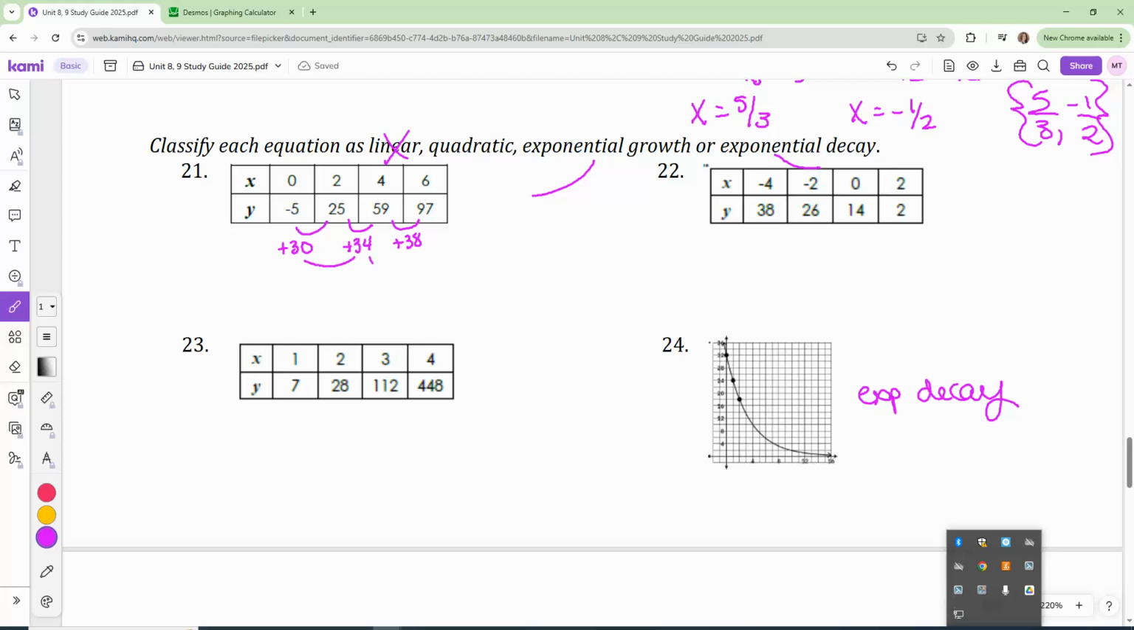For quadratic, we look at the second difference. How do you get from 30 to 34? From 34 to 38? If the second difference is the same, that's quadratic. That's a parabola. Or you can use Desmos and plot the points on a table and see.